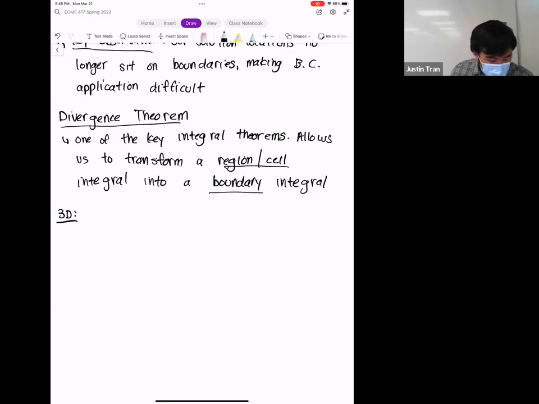Okay. So let's start with 3D. And so in 3D, a 3D region of space is a volume, right? And so the integral that allows us to integrate over a volume is a triple integral, right? And so we have three integrals here. And so that represents an integration over the 3 dimensions. Okay, it could be X, Y, and Z.